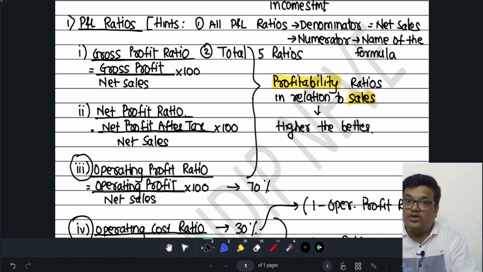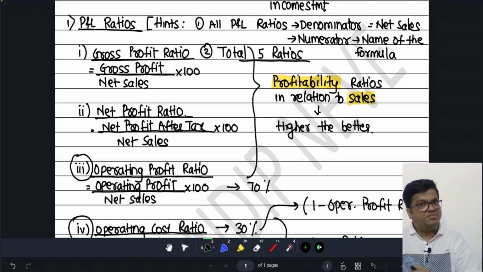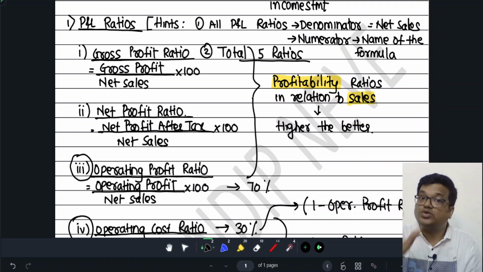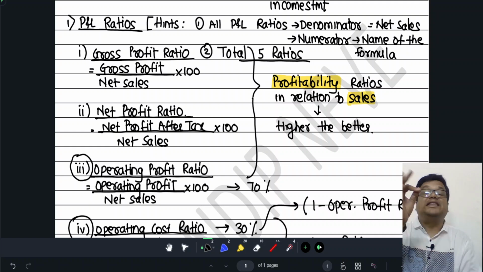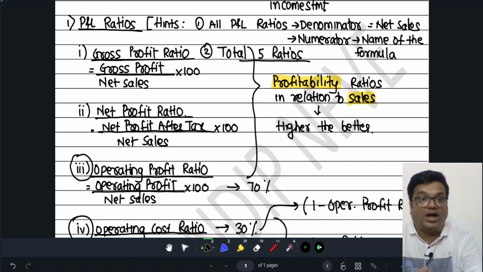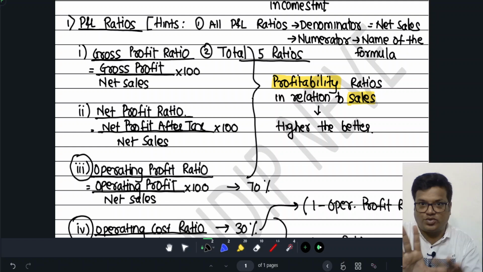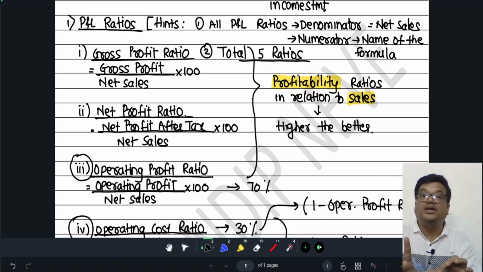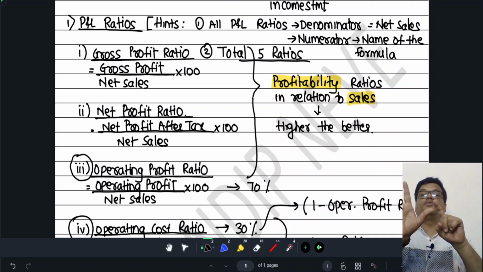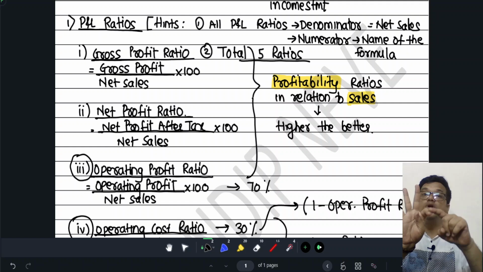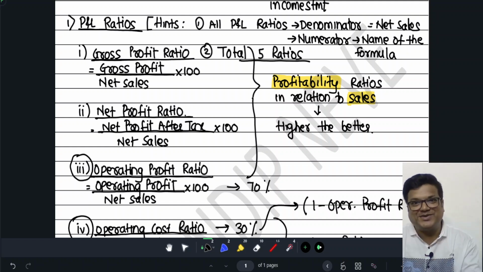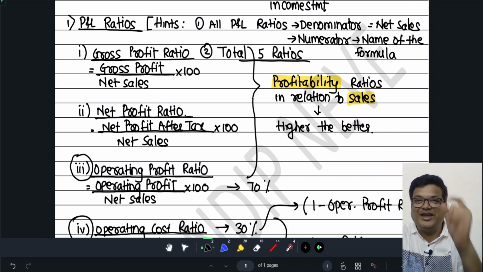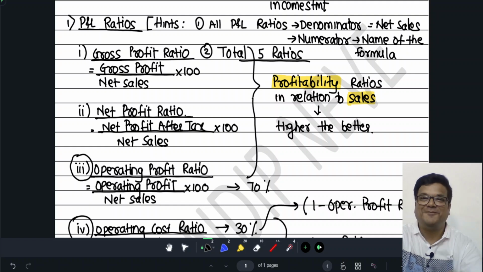So whenever you are revising with yourselves, how you have to ask yourself, okay, I studied P&L ratios. Answer is yes. How many total ratios? Five. In all the ratios, what is going to be the denominator? Net sales. In the numerator, what it is going to be? Name of the formula. And then you just have to recollect the names of the ratios. So what are the names of the ratios? Ratio number one, gross profit ratio. Ratio number two, net profit ratio. Ratio number three, operating profit ratio. Ratio number four, operating cost ratio. Ratio number five, expense ratio. That simple, guys. I'm very sure you'll be confident after this. Okay. Thank you so much.